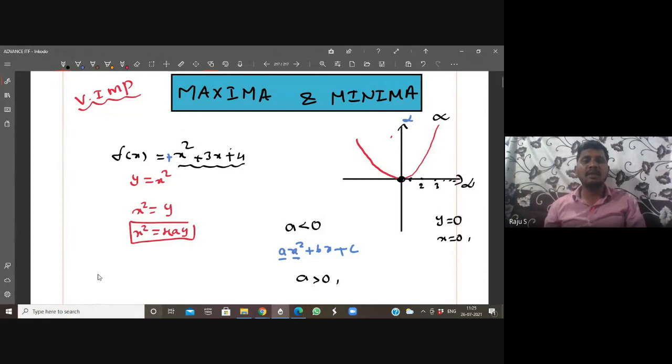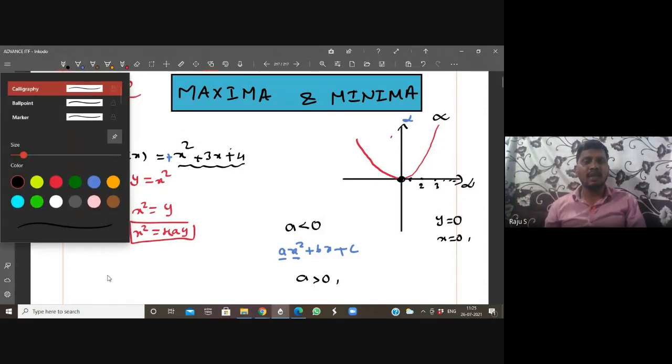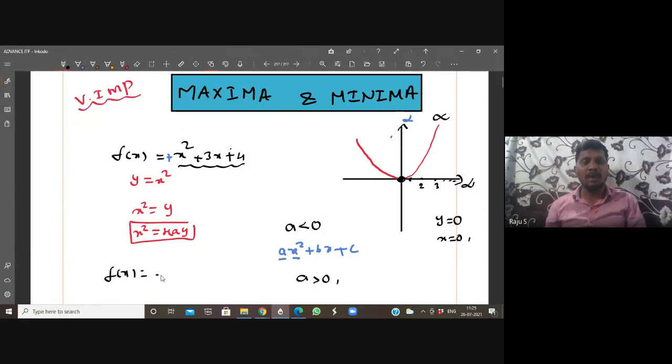When the coefficient of x square, a, is less than 0, it will give a maximum value. Take f of x is equal to minus x square. What is the graphical representation of minus x square? It will be open downwards. This is the graph. Clear, students? Whenever it is open downwards, when x is increasing, what about the y value, students?